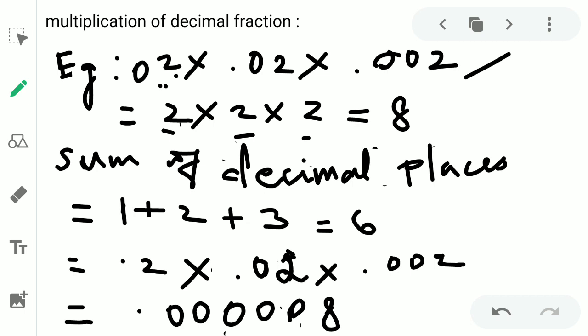After the point, how many digits you have? Only 1. So I have written number of decimal places is 1. After the point, I have 2 digits here plus 2 and 3 digits here plus 3 equal to 6. With decimals, 0.2 into 0.02 into 0.002, when you multiply it, you will get 0.00008. This is an example of multiplication of decimal fraction.